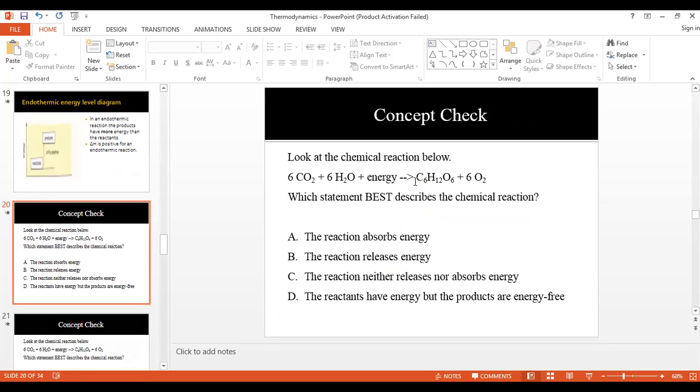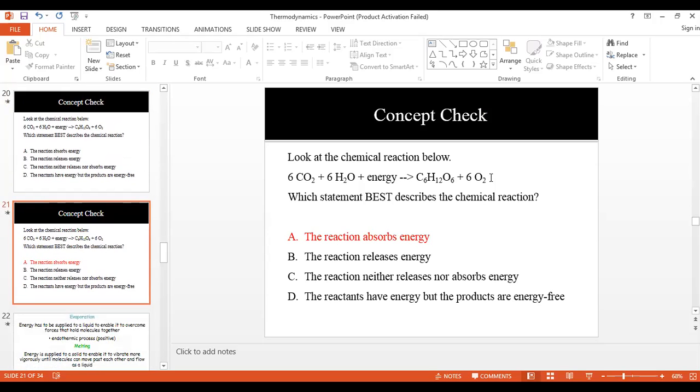This is the question, and if questions like this are given to you, first you need to identify whether this equation is for exo or for endo. Can you see this? Endo. Excellent. Now, this is the answer because the reaction absorbs energy. When a reaction absorbs energy, it is an endothermic reaction. Good.